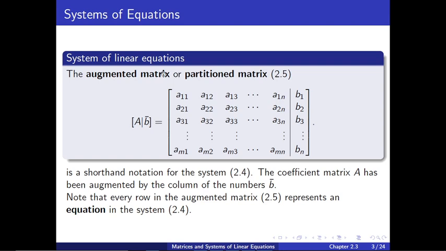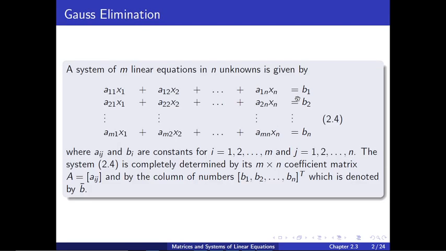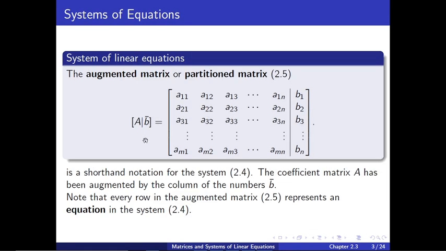Right. So then we have the augmented matrix or partitioned matrix 2.5. It will be written like this: A, then a vertical slash, B. We have all the coefficients of the system on the left hand side, and then we have the right hand terms of the system on the right hand side, like that. So this is just a shorthand notation for the system 2.4.